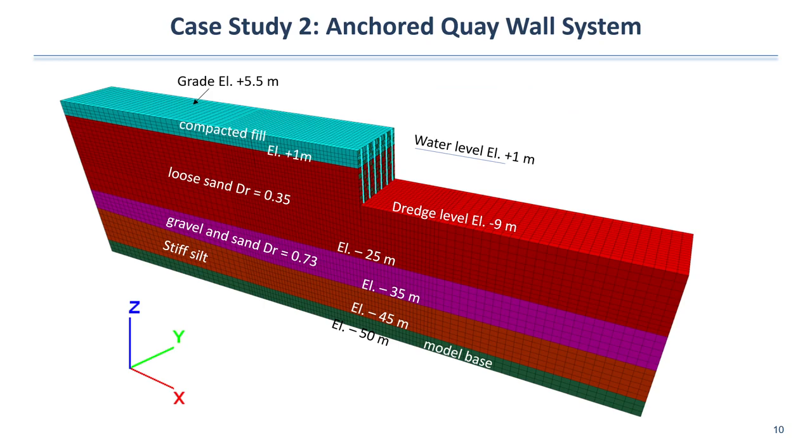So I look at a more complex case study, and here is the anchored sheet pile wall system where we have the wall having to retain the soil up to about 50 meters high, from the grade of about 5 meters to the bridge elevation of minus 9 meters. Again, we have the loose sand with a relative density of about 35%, and below that we have better material with gravel and sand and some stiff soil and the base here for our modeling.